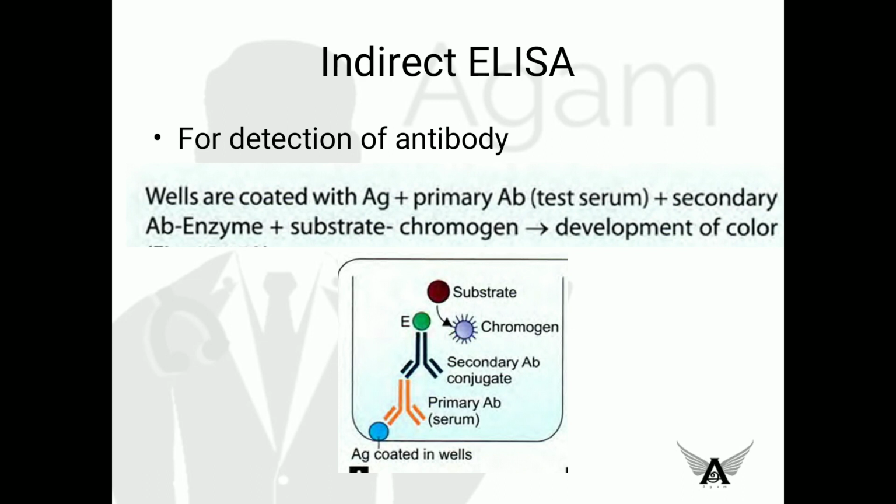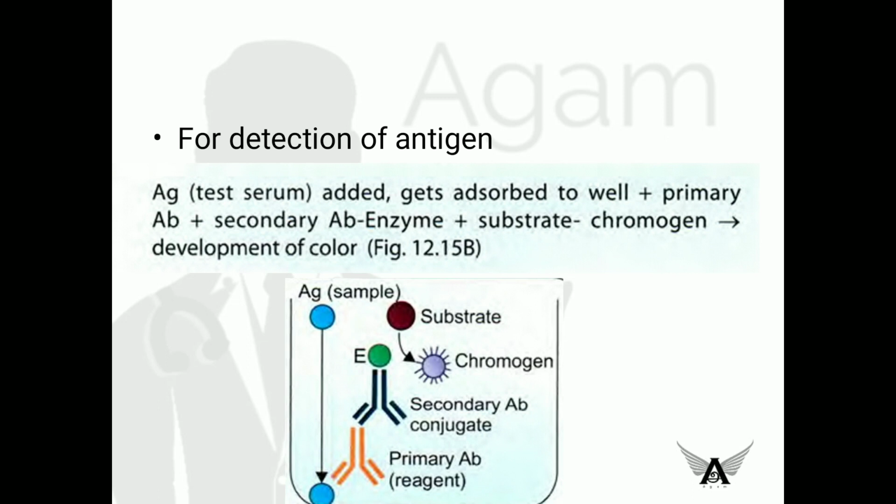That's all for detection of antibody. Next, for detection of antigen, first we add the test serum, which contains the antigen, which gets adsorbed to the wall. Then the primary antibody is added. Again, a secondary antibody conjugated with the enzyme is added. Then the substrate chromogen is added. There is development of color, which is read by the ELISA reader. This is the method for detection of antigen.